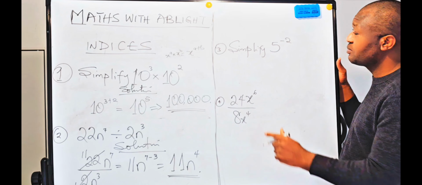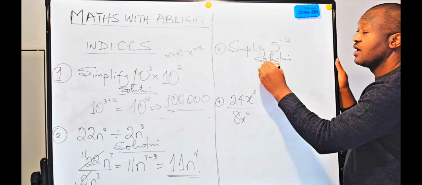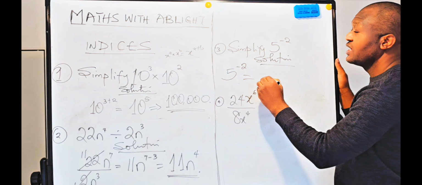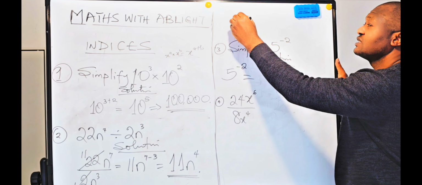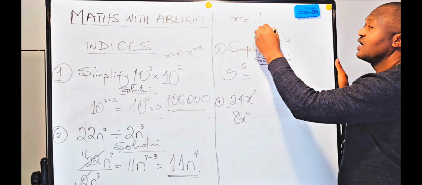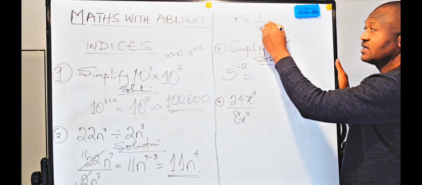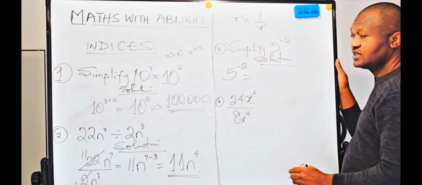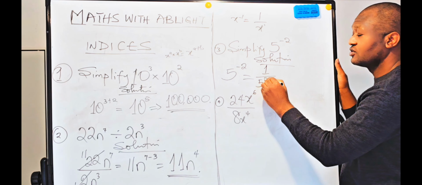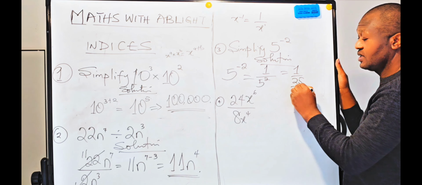If you are going to simplify this, solution here as shown, you've got 5 to power minus 2. If you remember in the laws of indices, x to power minus 1 is equal to 1 over x. Remember the minus sign is changed to plus this time around. So this will give you 1 over 5 raised to power 2, which is 1 over 25.